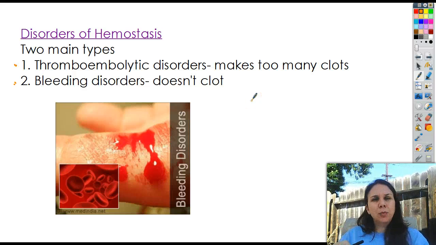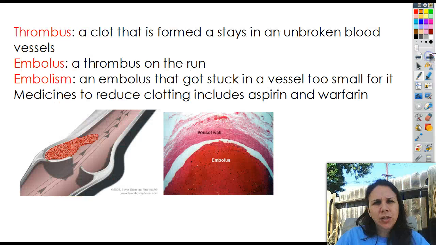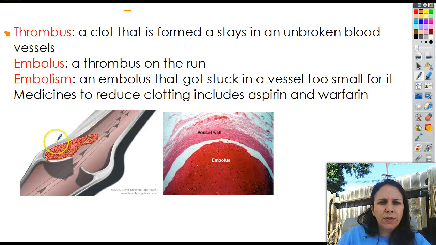So right now your body's pretty good at making the right amount of clots. So if we have one of these two, then it's a problem. So let's take a look. Well, a thrombus is a fancy name for a blood clot. That's a blood clot that is formed and stays in an unbroken blood vessel. So, if I cut myself, I should get a thrombus. That's good. And then it'll eventually get broken down. And then we're fine. But if my vessel is perfectly fine, there is no injury, and I form a clot anyway, we call that a thrombus.